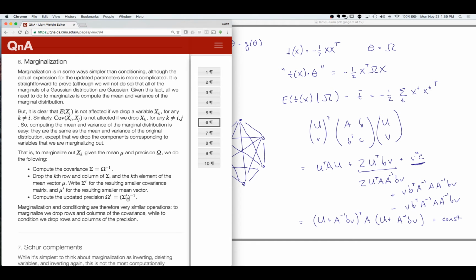So marginalizing and conditioning are dual to each other in some way. To marginalize, we're going to drop rows and columns of the covariance, and to condition, we drop rows and columns of the precision. Right? And so if we want to both marginalize and condition, we'll do the marginalizing in covariance form. And then when we switch, we can invert to get to the precision and do our conditioning, right? And if we alternate, we can go back and forth.